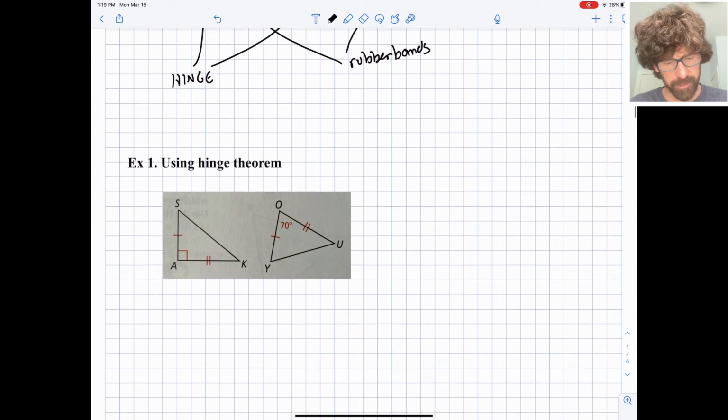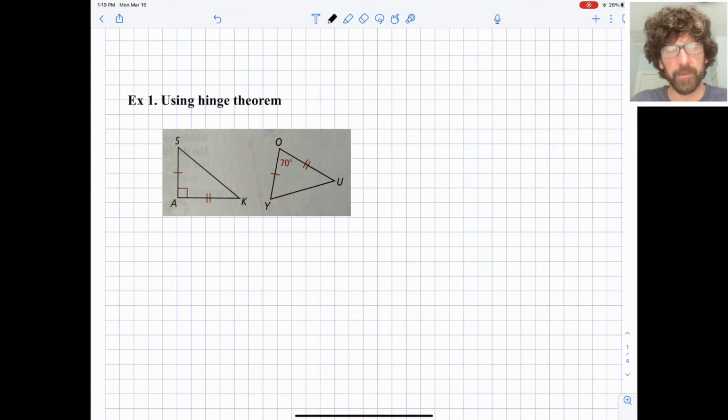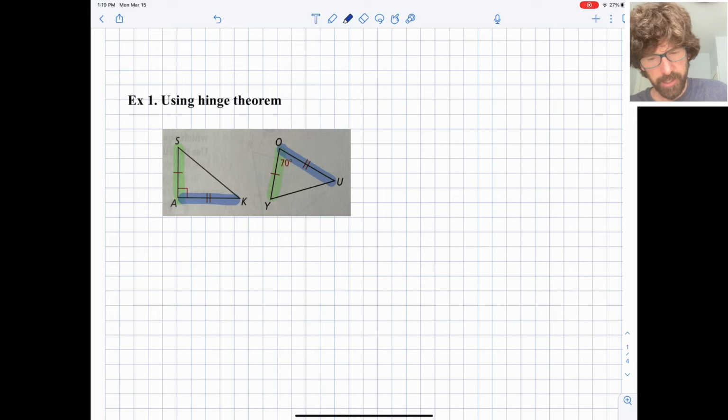All right, so let's use that hinge theorem and see what we conclude about this pair of triangles. So we have triangle SAK, which is a right triangle, and then triangle UOY, which appears to be an acute triangle. It does have an angle of 70 degrees. So let's see if things are set up properly. So we have a single tick mark side, which is good, and then a pair of double tick mark sides. And then also it looks like the angles that we're being given are the angle formed by the intersections of those two sides. So that's all good.